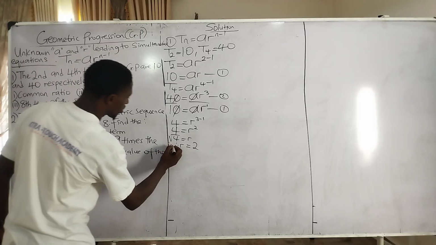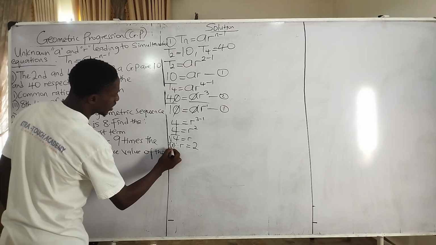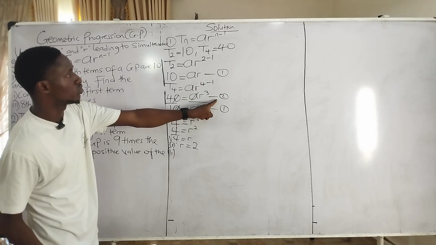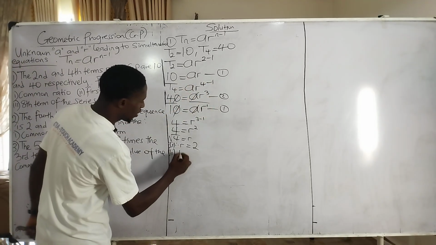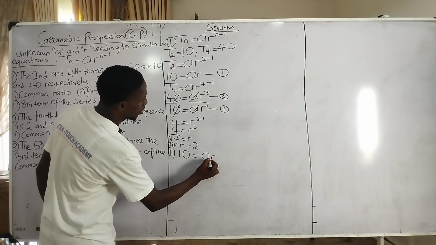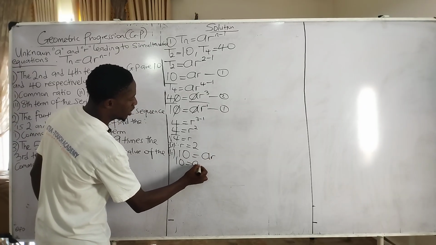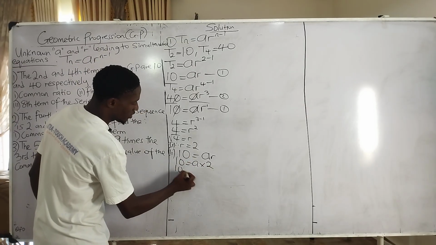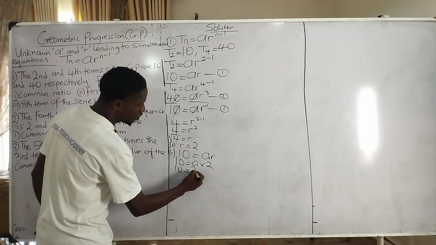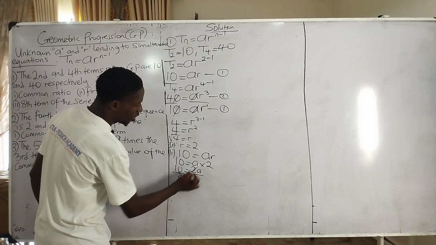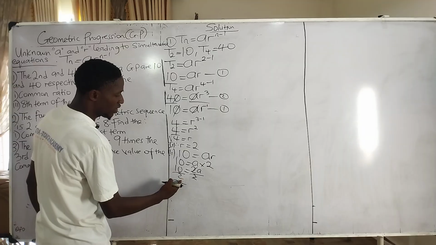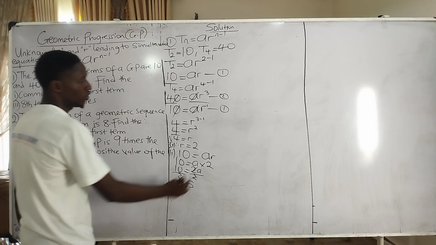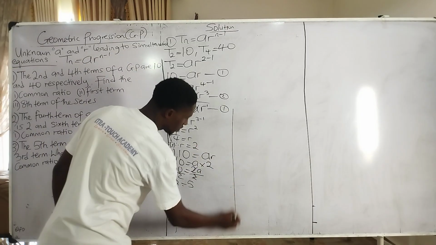Then the second, we have gotten the common ratio as 2. The second question they asked us there is to get the first term. You can use any of these equations, either equation 1 or 2 to solve. Let's use equation 1. We have 10 is equal to A R. So we have 10 is equal to A times, we got our common ratio as 2. So this is 2. 10 is equal to A times 2 is 2A. Divide both sides by 2. Therefore, our A is equal to 10 divided by 2 should give you 5. And that is the answer for the first term.